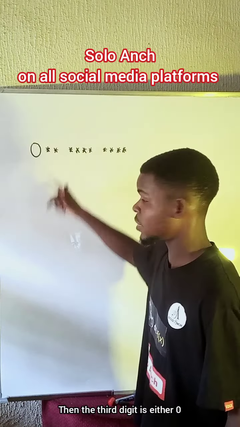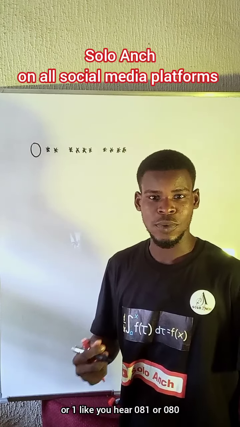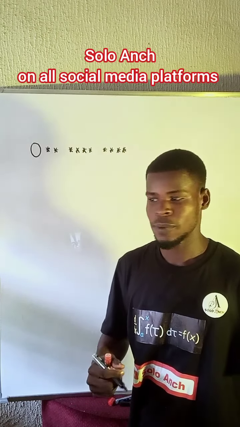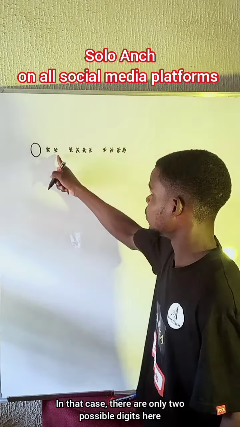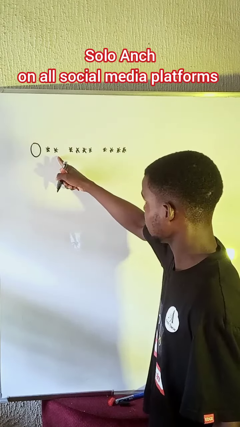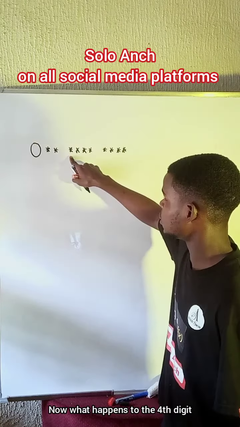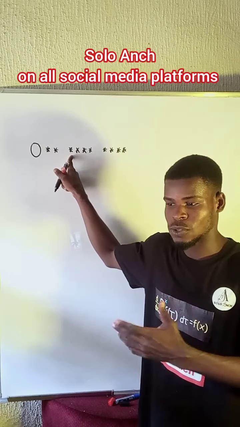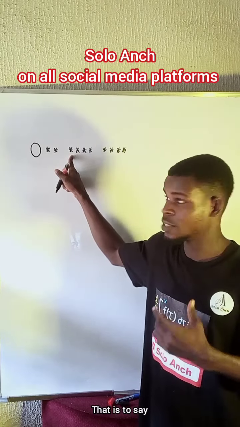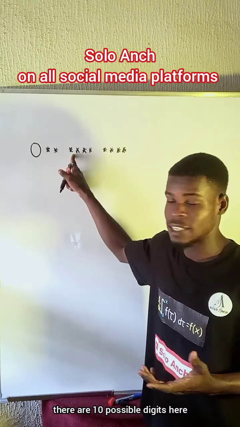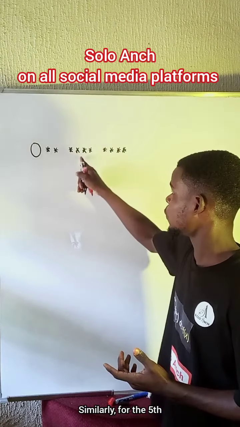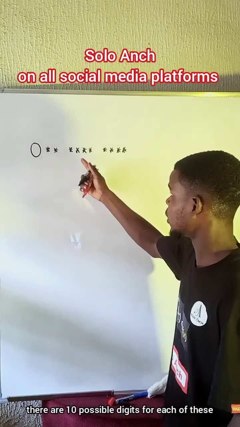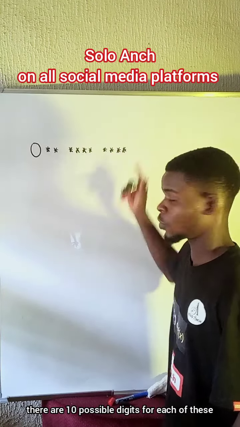Then the third digit is either 0 or 1, like you hear 081 or 080. In that case, there are only 2 possible digits here. Now, what happens to the fourth digit? Well, for the fourth digit, we can choose either 0, 1, 2, 3, or up to 9. That is to say, there are 10 possible digits here. Similarly, for the fifth to the 11th digit, there are 10 possible digits for each of these.